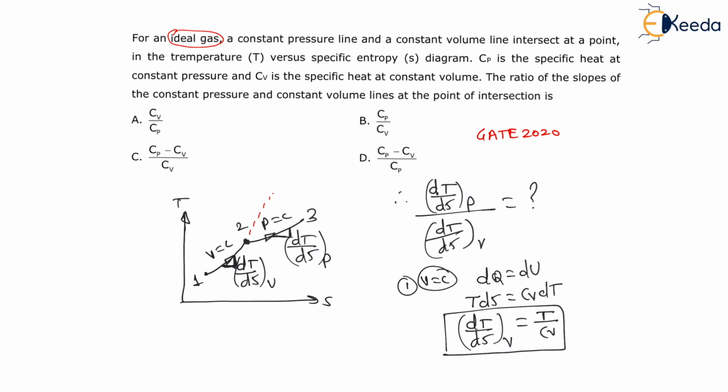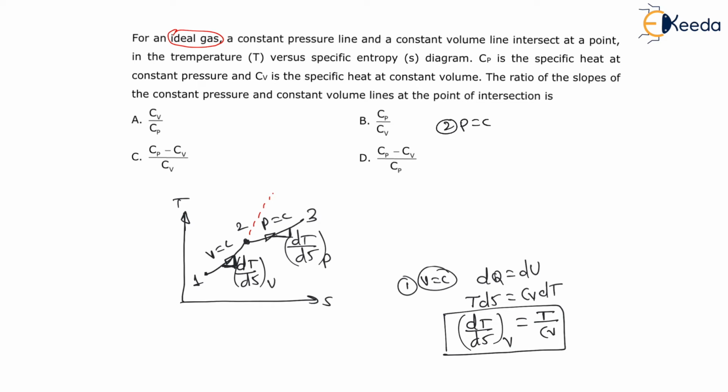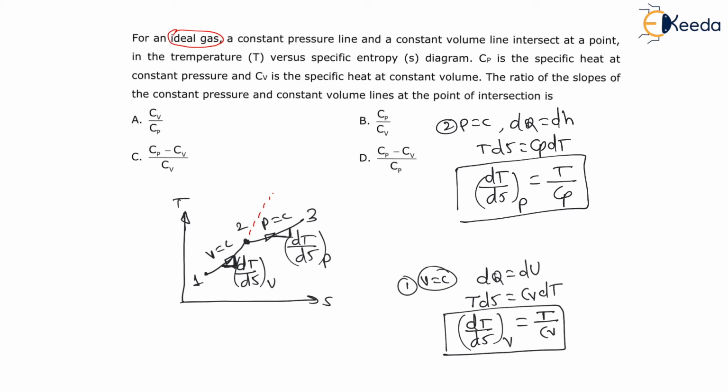Again, for the constant pressure process, the heat dQ is nothing but the enthalpy dH. Therefore TdS is equal to CpdT. Therefore dT by dS for the constant pressure process will be equal to T by Cp. This is the slope of the constant pressure process on the temperature versus entropy diagram, and they are asking what is the ratio of the slope of the constant pressure line to the constant volume line on the TS diagram.